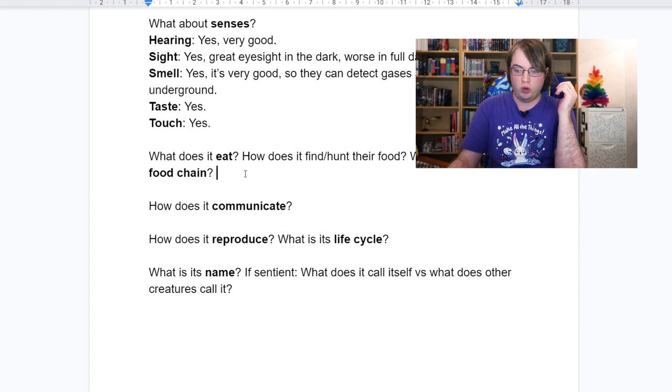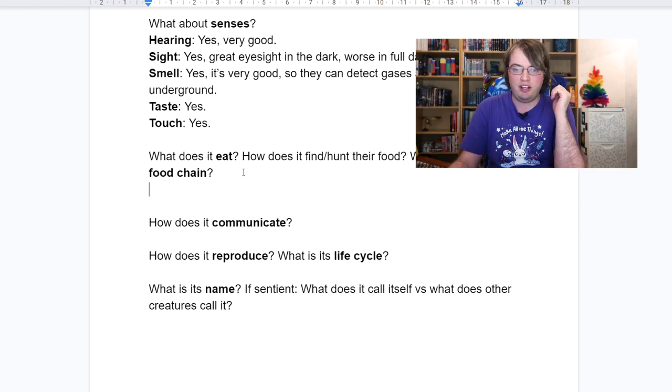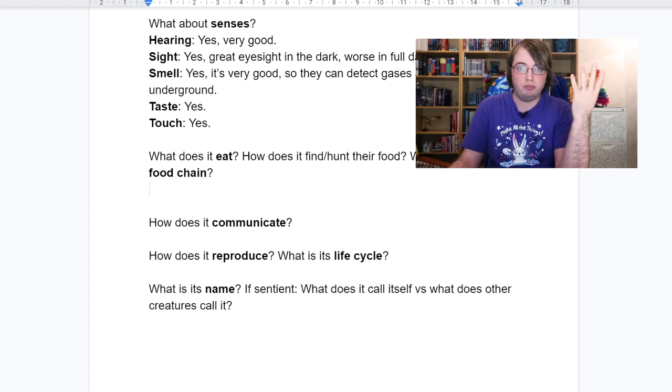Moving on to what they eat, how they find their food, and where they are on the food chain. Regarding the food chain, I'm thinking they're basically on the same level as a human would be, so very high up. They can create weapons and things that make them more dangerous than they are naturally. So very high on the food chain.